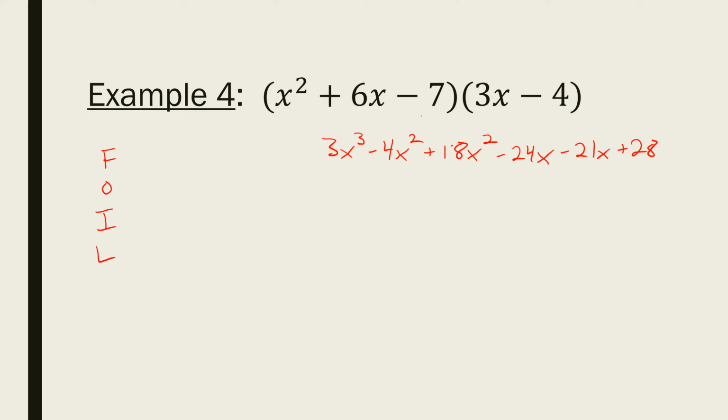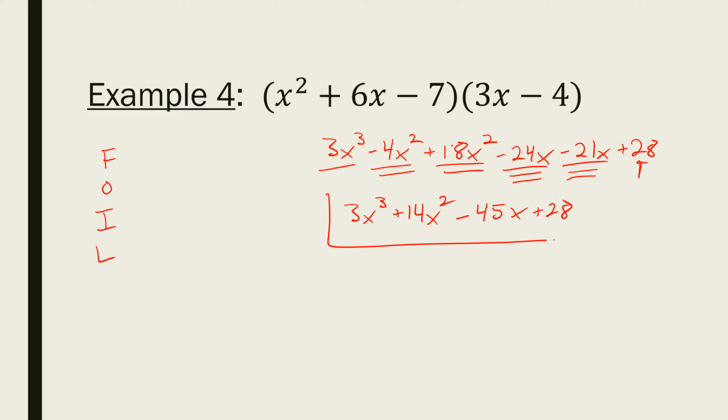Yay. Anyway, I need to combine like terms. 3x cubed, it is sad and lonesome, just like I am making this video. These next 2 terms, 14x squared, they're happy. These, I think that's -45x. And then I have the sad little constant term at the end, 28. Wow, it was a 3rd degree polynomial, which makes sense because my first term, x squared times x, ended up as x cubed.